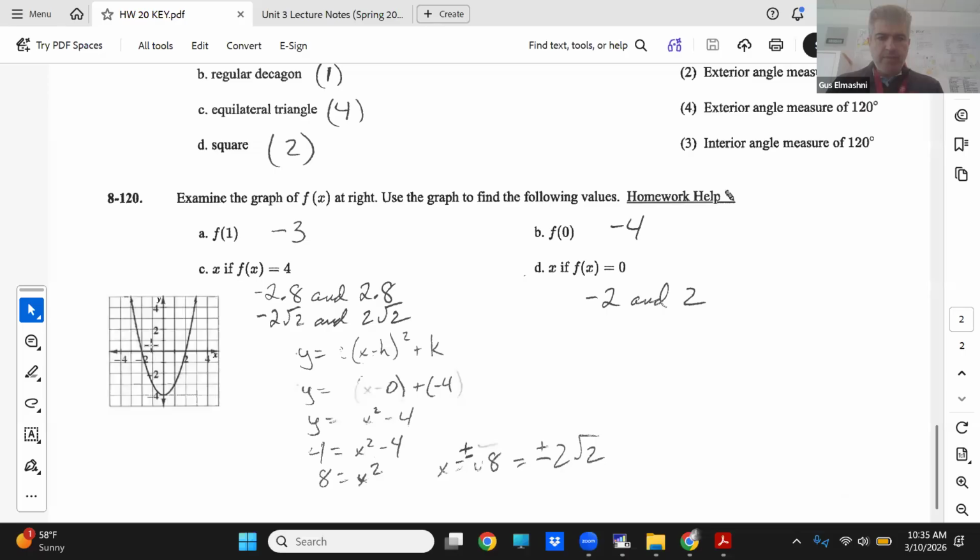So then finally for 120, f of 1 is -3. f of 0 is -4. Where y is 4, you can just look at it. It's actually kind of hard to tell. Yeah, so here's what I would do. Actually, how would you do C from looks, right?